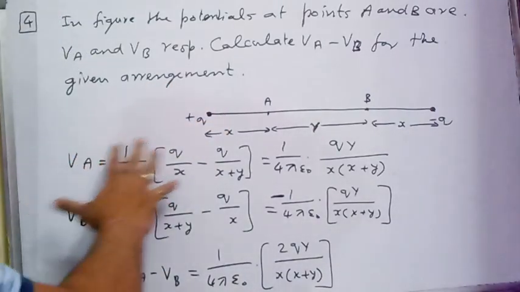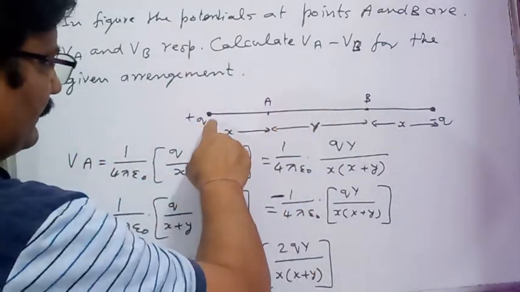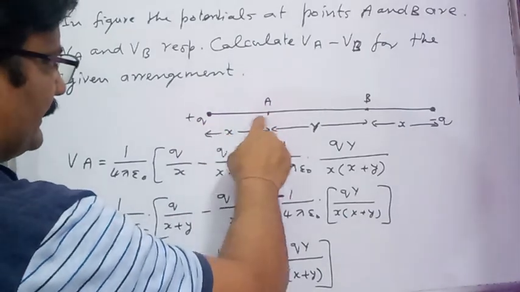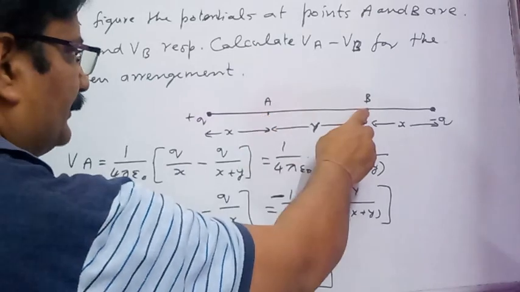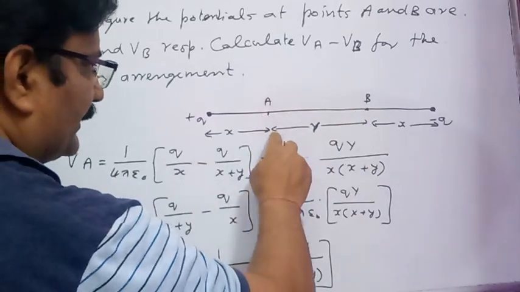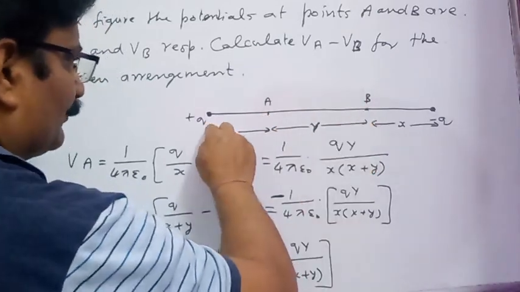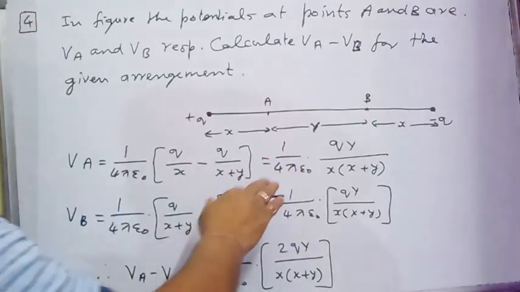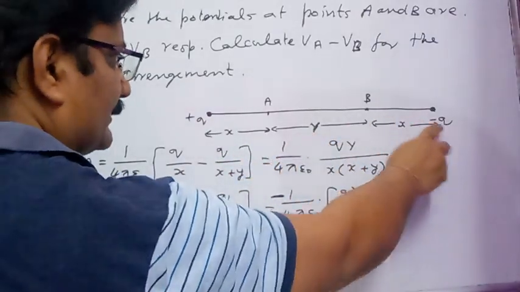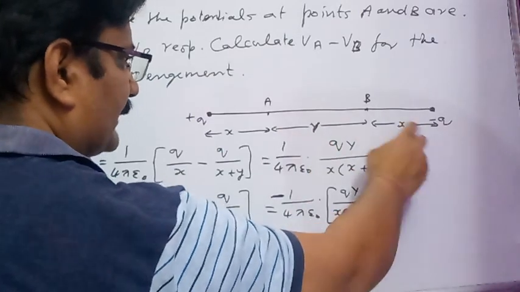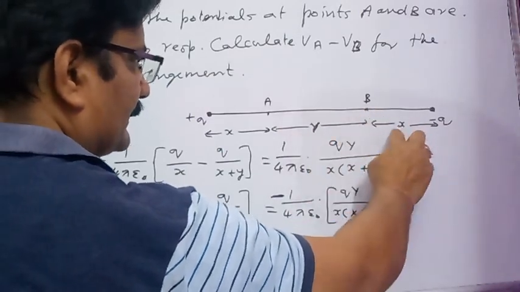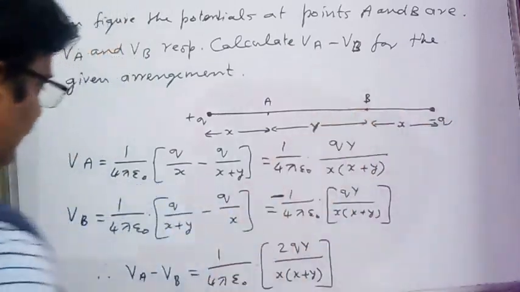So students, in this figure you can see point A is at distance x from positive q charge and point B is at a distance of x plus y from positive q charge. What about negative q charge? Point A is at a distance of x plus y from negative q charge and point B is at a distance of x from negative charge.